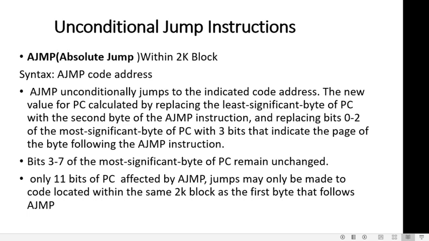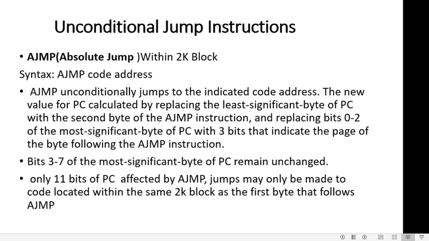Replacing bits 0 to 2 of the most significant byte of the PC with 3 bits that indicate the page of the byte following the AJMP instruction. Then bits 3 to 7 of the most significant byte of the PC remain unchanged. Only 11 bits of the PC are affected by AJMP. So, jumps may only be made to code located within the same 2K block as the first byte that follows the AJMP instruction. So, absolute jump is jumping within the 2K blocks.